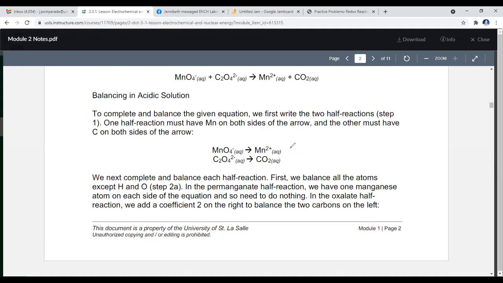Now, how many moles of water will I add because I have 4 here? I will add 4 here. That balances already the oxygen. Now, may problema naman ta. Because if you look very closely, I introduce hydrogen here. There's no hydrogen in this side. How do we balance hydrogen? We add hydrogen cation, H plus. How many? That would be 8.